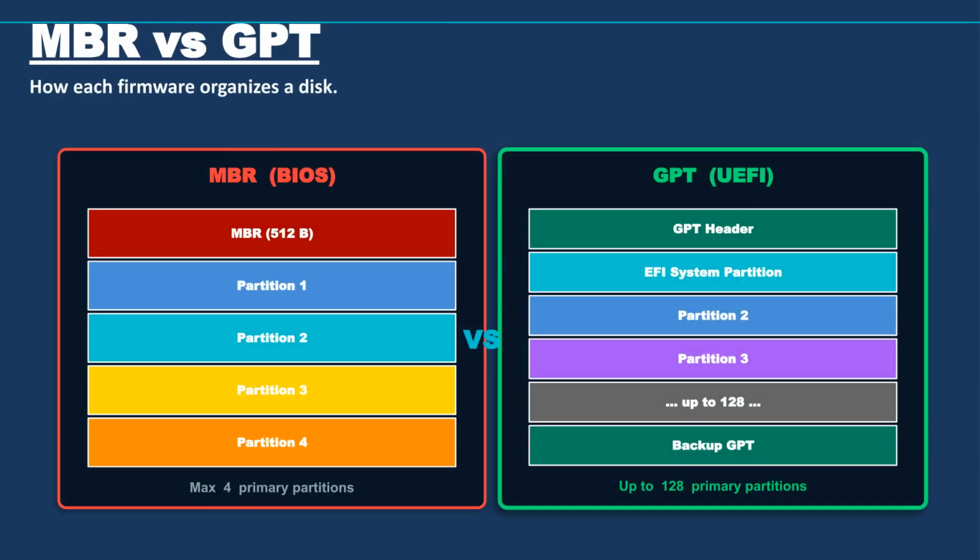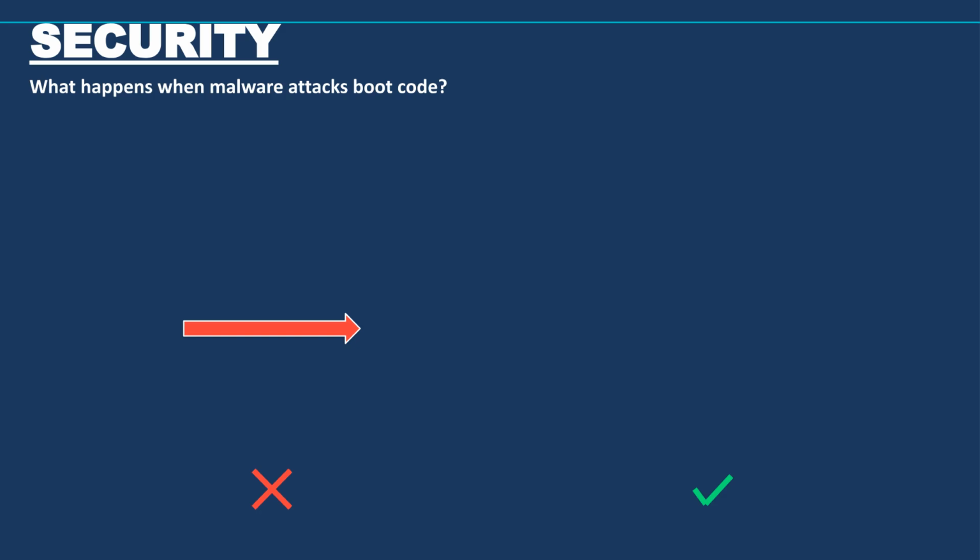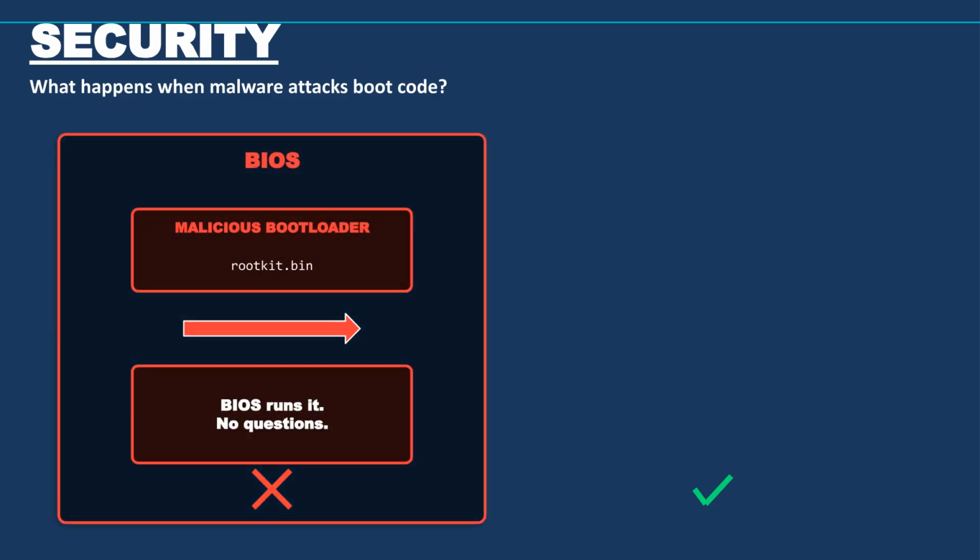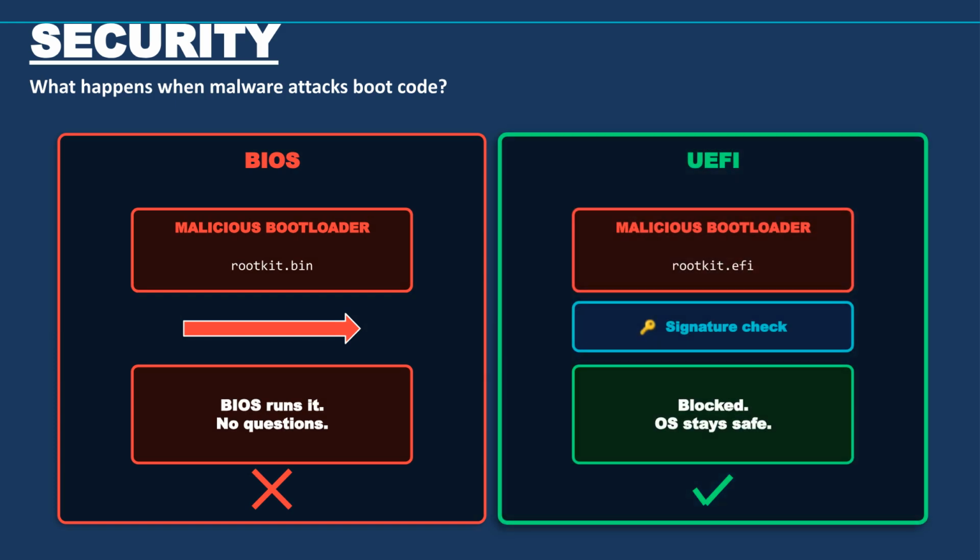The partition scheme difference is significant. BIOS uses MBR, limited to 4 primary partitions and 2 terabyte disk size. UEFI uses GPT, which offers 128 primary partitions and support for disks up to 9.4 zettabytes. In terms of security, if a malicious bootloader tries to run, BIOS executes it without question. UEFI performs a signature check, and if the bootloader is unsigned, it is blocked, keeping the OS safe.